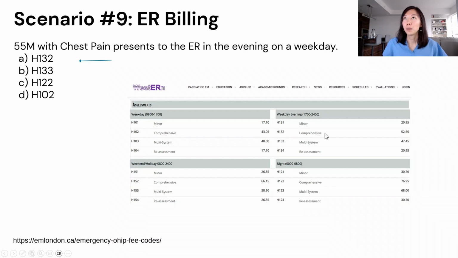Some of my emerge colleagues have told me that they bill H132 if they get a really med student level visit where they get the social history and the family history. That might actually be relevant in this case for chest pain. You might want to ask about family history or smoking and things like that. Multi-system is as it's described, so if you examine multiple systems for that visit.